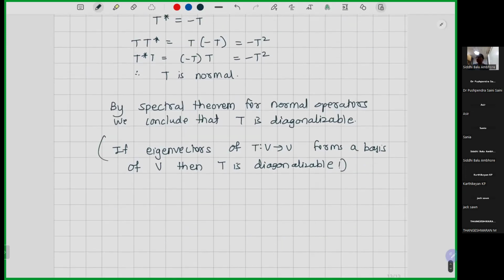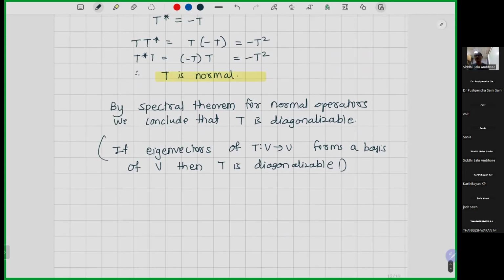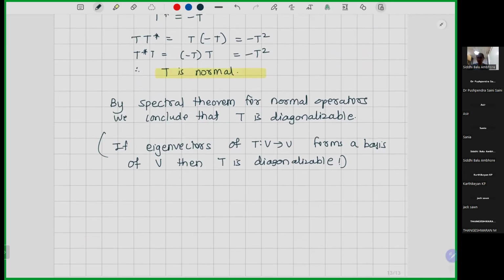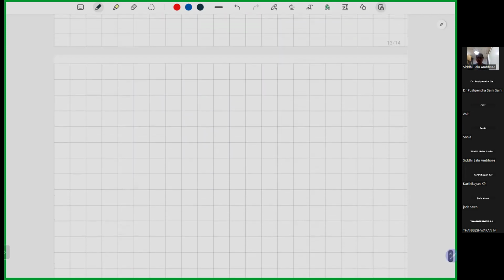If okay, then shall we move to the next question, or do you still have any doubt? To arrive at T being normal is important, because the spectral theorem is true only for normal operators and not for any given linear transformation or linear operator. Is it okay to everyone? If you have any doubt, please let me know. Otherwise, I will move to the next question.